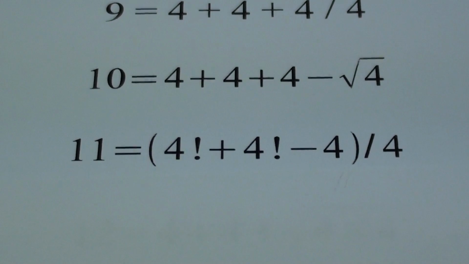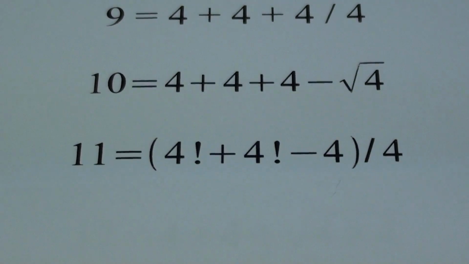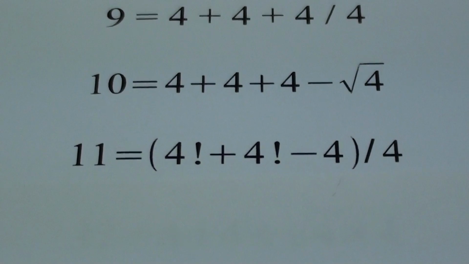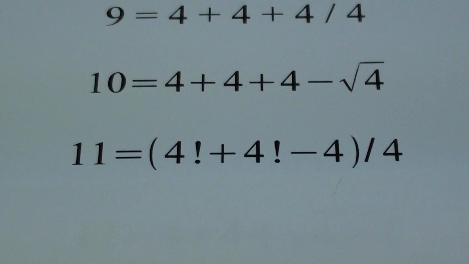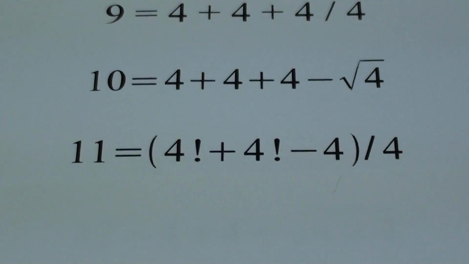So here's my solution. I'm sure there are some others around, but that's the one I like. You have factorial 4, which is 24, plus factorial 4, which is 24, altogether makes 48, minus 4, which makes 44, and finally you divide by 4 to get 11.